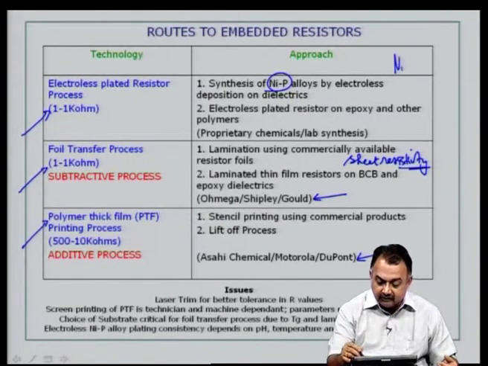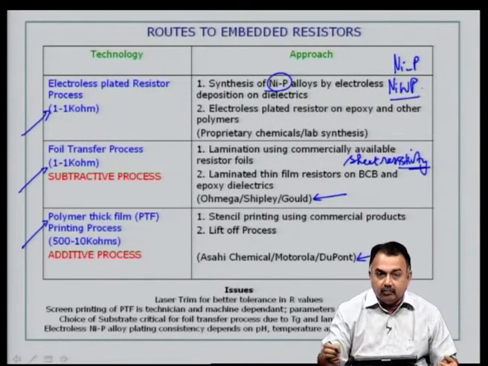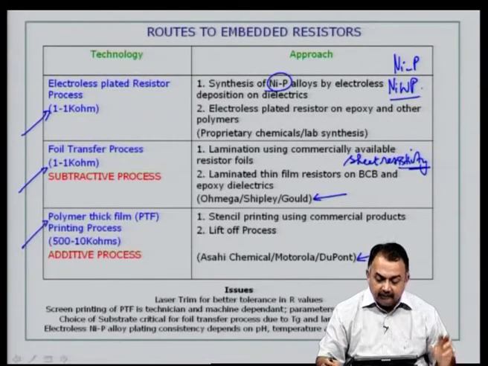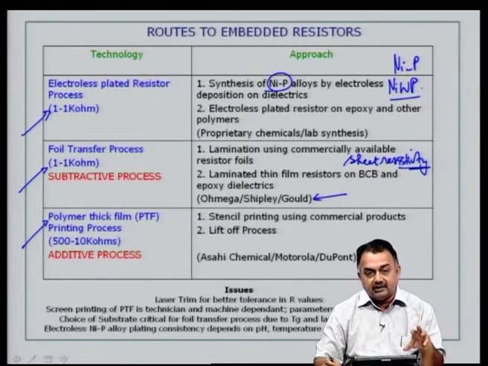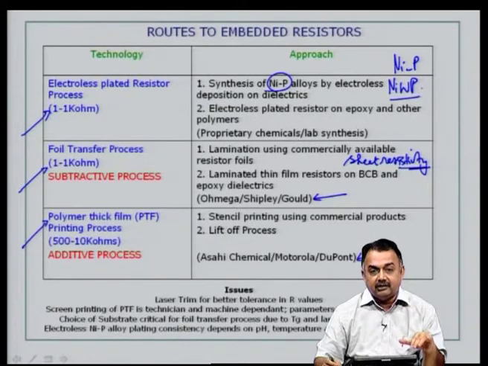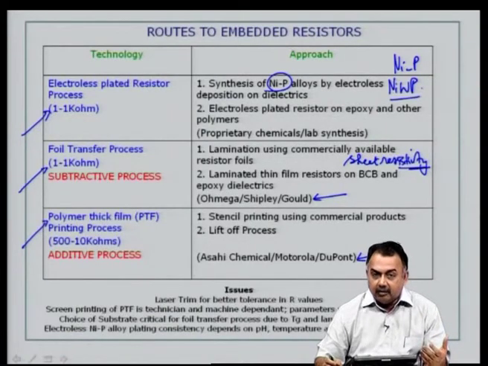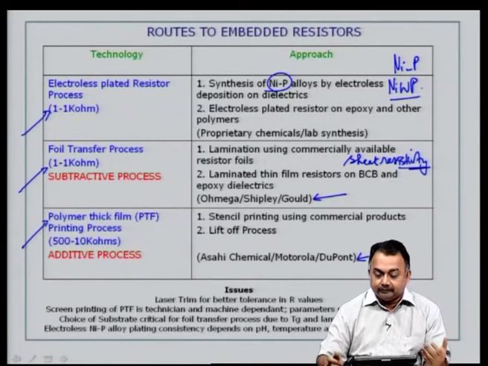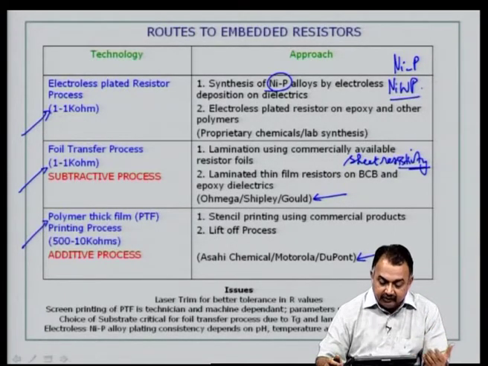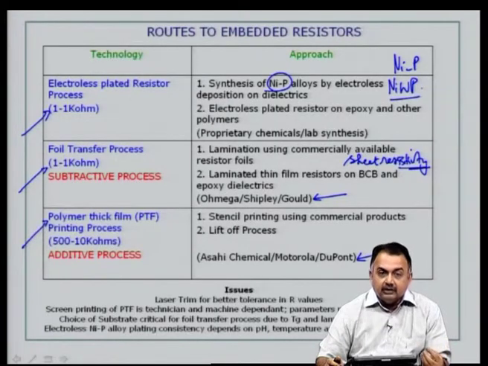Nickel phosphorus is the first choice, then it could be nickel tungsten phosphorus that could be used, and typically this is a kind of an additive process. You are going to add these materials onto the surface of the layer, which is part of the printed wiring board, and obviously you should have masking, because you need to define exactly where this material has to be plated, and that will then define the geometry of the electroless plated resistor.